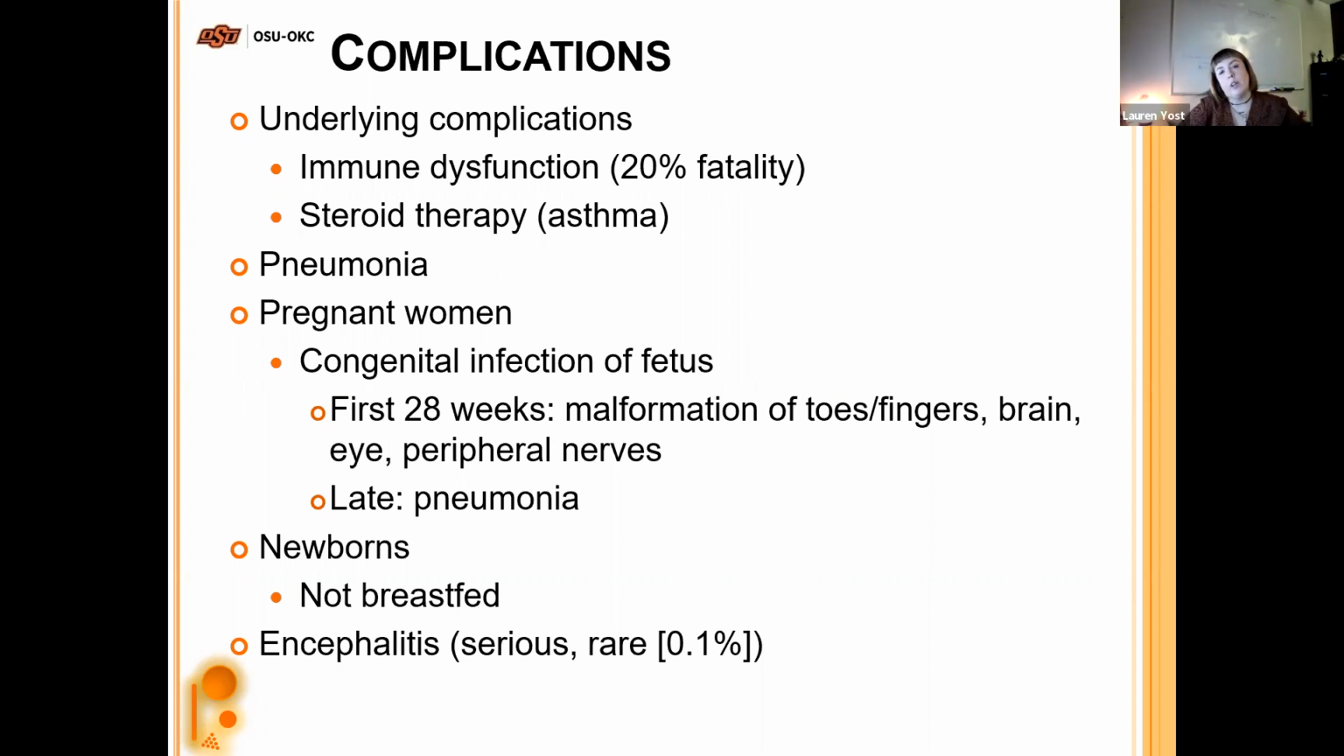We can have pneumonia crop up as a result of this, if it spreads into your respiratory system, which is uncommon. We have pregnant women who can contract the disease and pass it on to their fetus. And if that happens within the first 28 weeks, we might see malformation of toes, fingers, brain, eye, and peripheral nerves. If we see it later on in the pregnancy, you can see the baby develop pneumonia as a result.